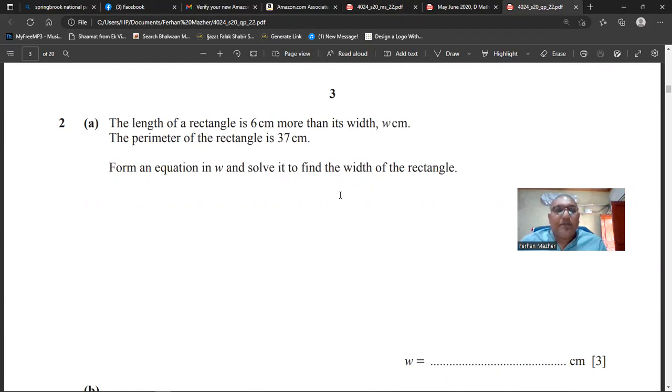Question number 2, it's A part. It says the length of a rectangle is 6 centimeters more than its width, W centimeters. The perimeter of the rectangle is 37 centimeters. Form an equation in W and solve it to find the width of the rectangle. So we know the width is W, the length is 6 more than W, so the length will be W plus 6.